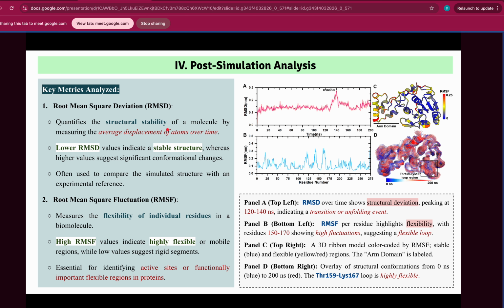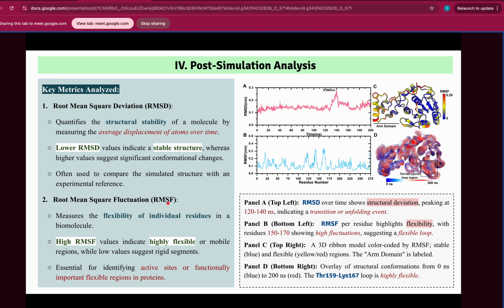RMSD quantifies the structural stability of a molecule by measuring the average displacement of atoms over time. Lower RMSD means you have a stable structure. That means the initial structure and the final structure, after going through a certain time period, are still the same, so it is stable. There is not much change in the atomic coordinates. Whereas if the RMSD is high, then there are significant conformational changes that have taken place. It is used to compare the simulated structure with an experimental reference.